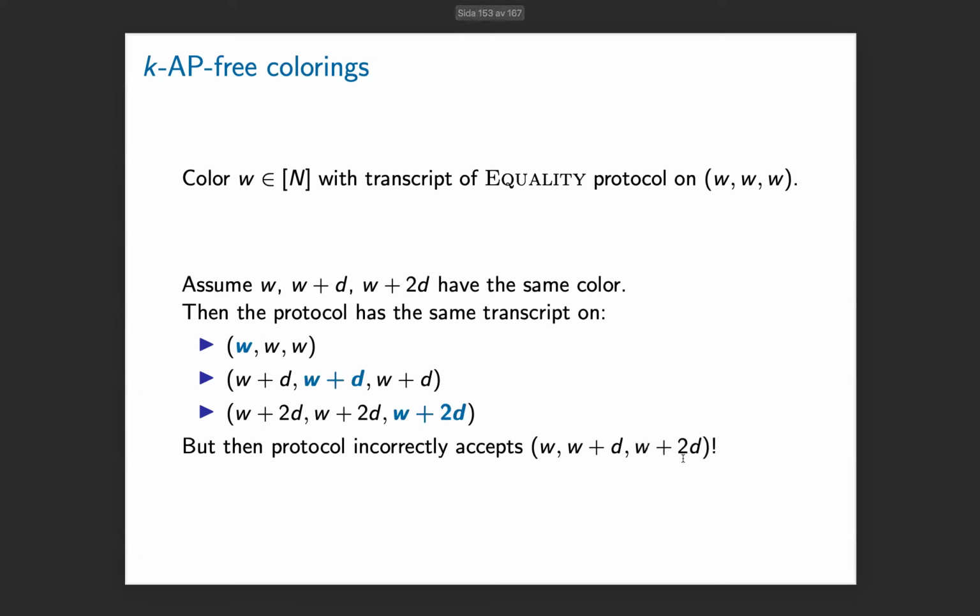But then notice that this protocol incorrectly accepts w, w plus d, w plus 2d because for this input, every player has one of these inputs that they can't distinguish it from. So Alice would not be able to tell the difference between this first one and this bad input, Bob the second, Charlie the third, and so they would proceed according to the same protocol and incorrectly accept this non-equal input. Okay.